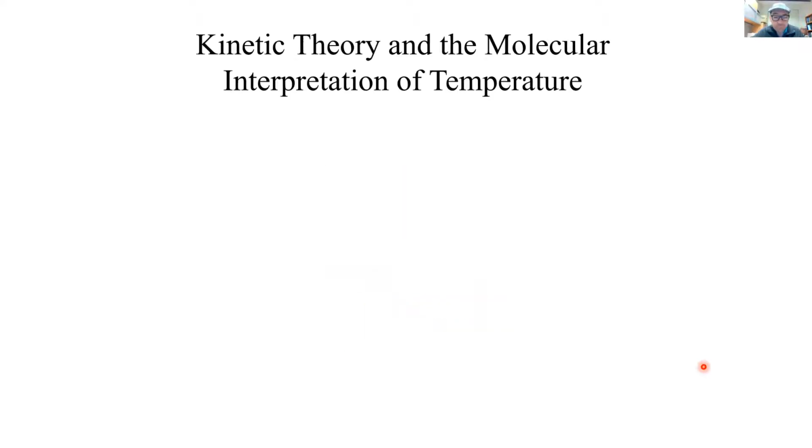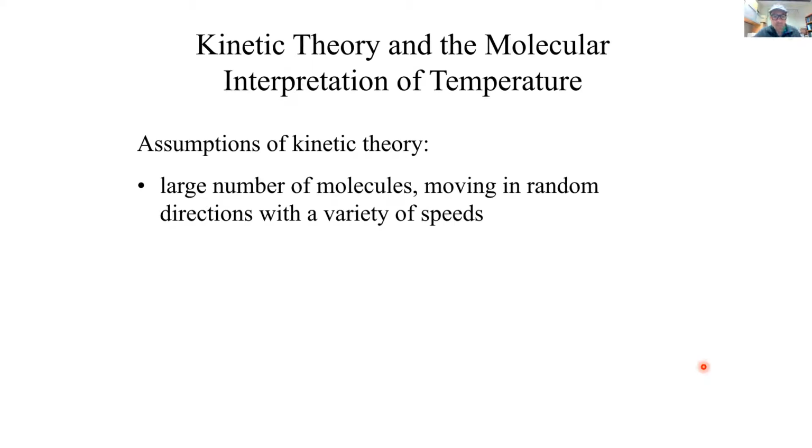All right, so kinetic theory has a number of assumptions. First of all, a large number of molecules. And by large, I mean large, like on the order of Avogadro's number of molecules moving in random directions with a variety of speeds. So it's important so that we can do statistical analysis of things. Another assumption is the molecules are rather far apart on average. So most of the time, the molecules are not interacting with each other and they don't influence each other.